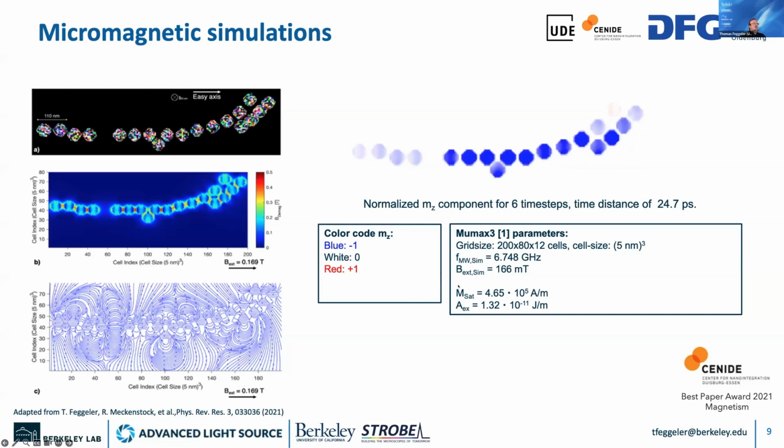Also, the stray field map shows us that we not only have interparticle coupling, but also coupling between the particle segments. And now I would like to draw your attention to this example, showing the simulated resonant response of the MZ component at a field of 166 millitesla at 6.748 gigahertz, showing a strong resonant response in this main curved part of the chain.